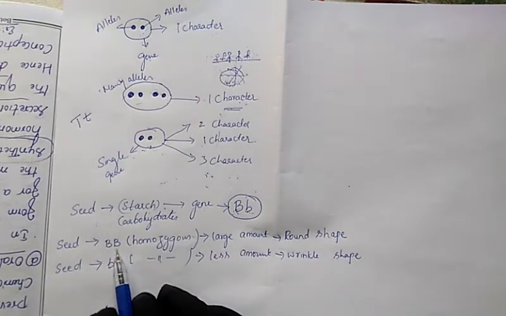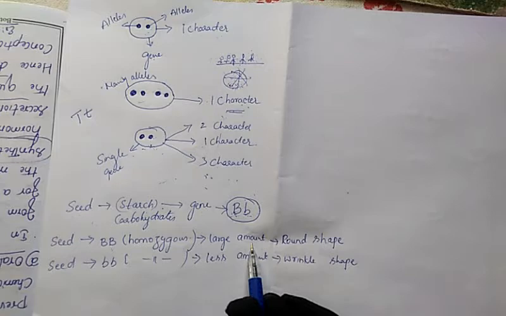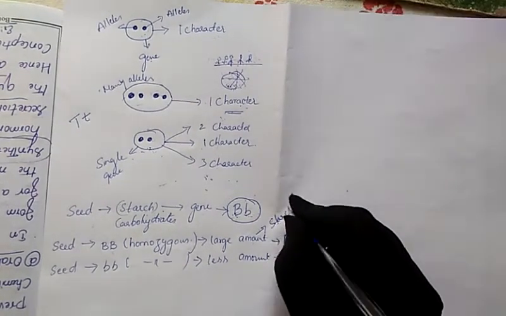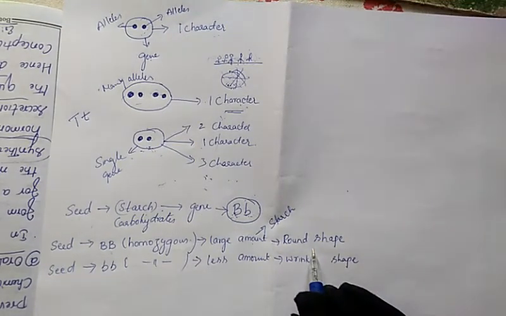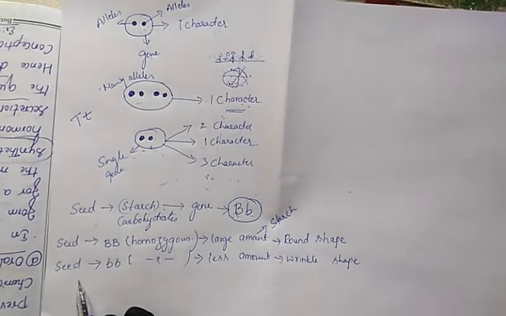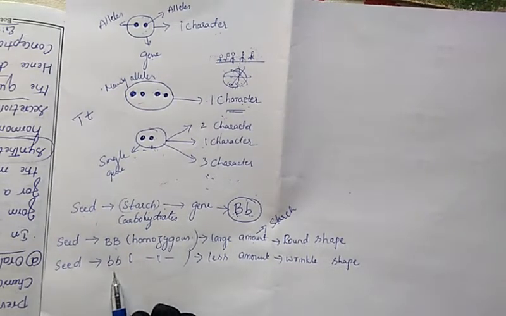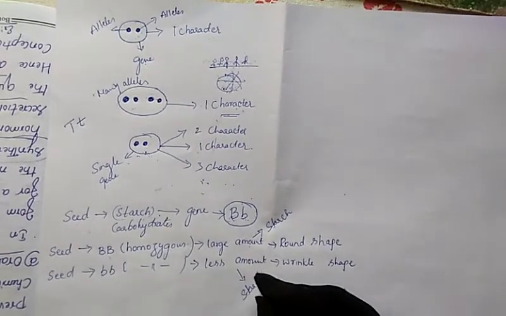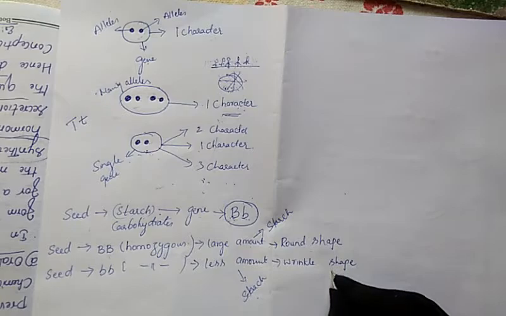The seeds which contain the capital B gene will have a large amount of starch synthesis taking place. Starch synthesis will be in a large amount, and round seeds will be produced. In this case, the seeds which are homozygous recessive will produce less starch, and the seed shape will be wrinkled. So see here, it has shown the effect of the gene.